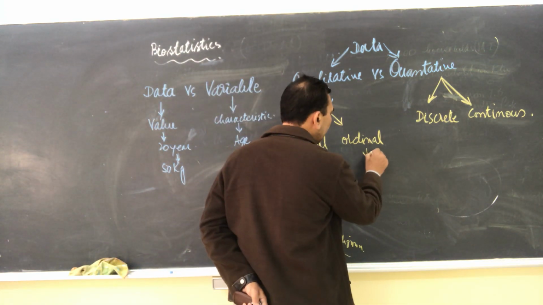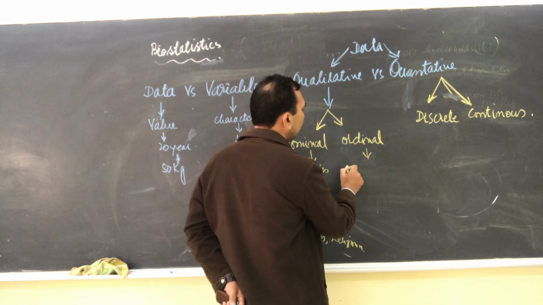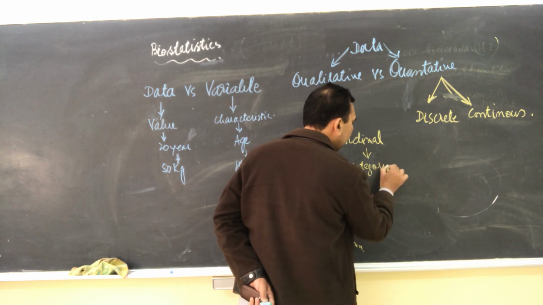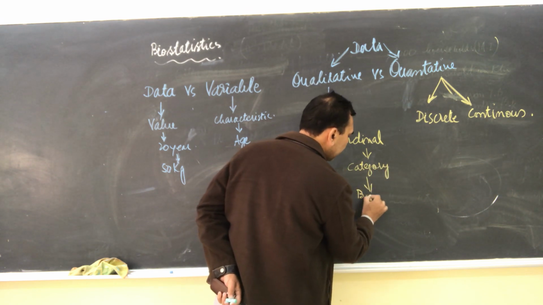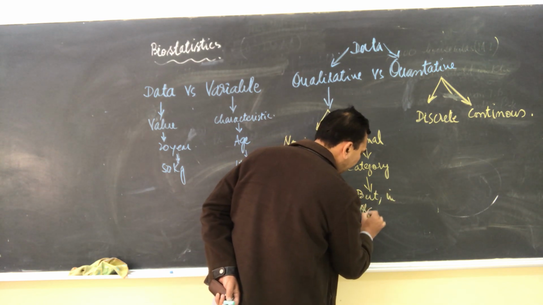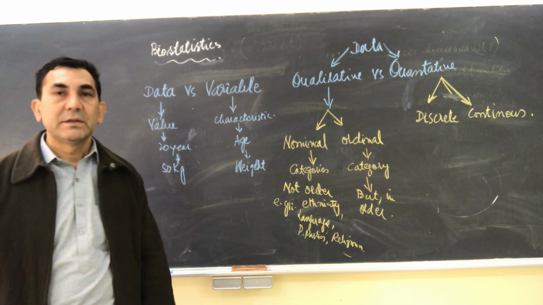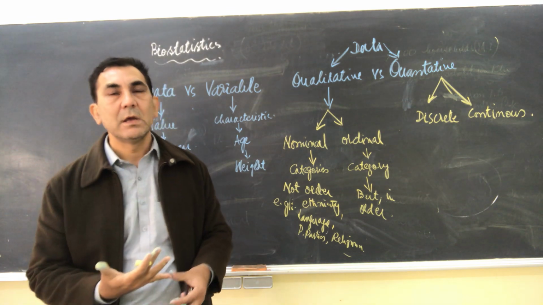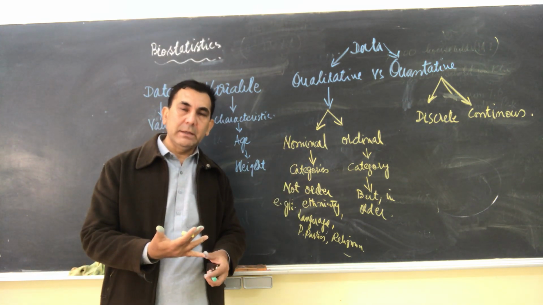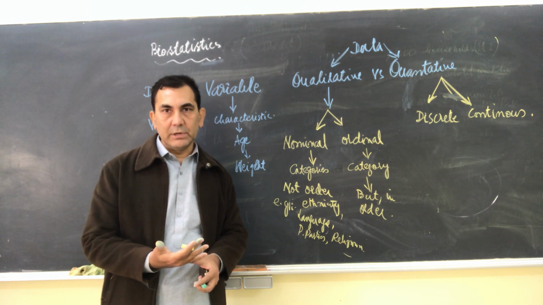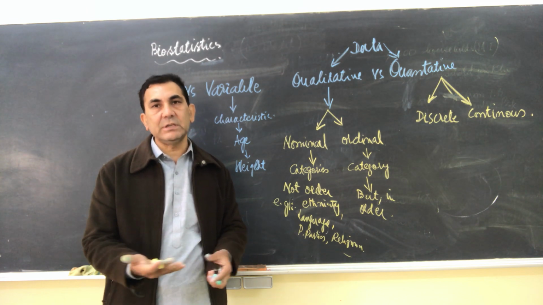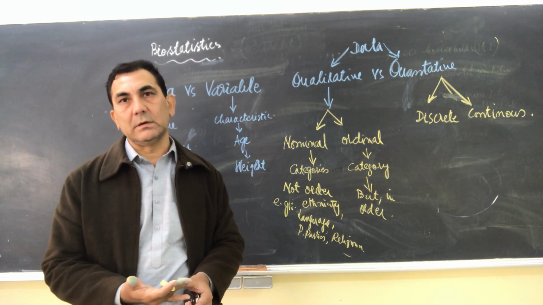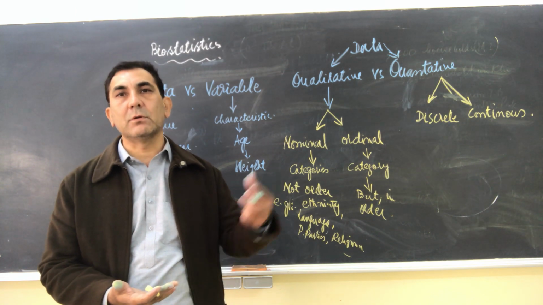So now ordinal data is again a form of qualitative data. It is again in categories, but it is in order form. Just like the level of education. Level of education is in the form of categories, but it is in order form. Primary, secondary, and then college, which means FSC, and then undergraduate, BA, BSc, and then you go for the master's, and after the master's you go for the PhD.